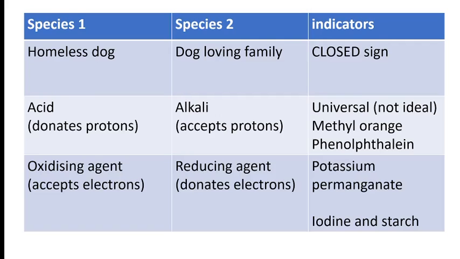So I hope that's helped you if you're finding titrations quite a difficult idea. Ultimately, it's as simple as you've got some chemical in a pot that you don't know the concentration of. You've got a chemical in something that you can measure the volume of that you do know the concentration of, and an indicator to tell you when the reaction is finished.